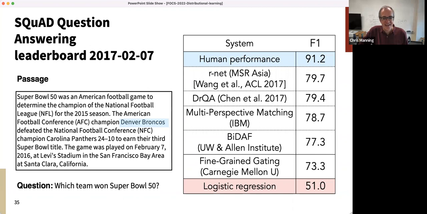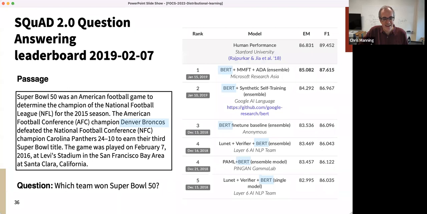But once these large pre-trained language models came along, they were just much better again. If you skip ahead 2 years, you couldn't be near the top of the leaderboard unless you were using BERT. And then these models were getting scores in the high 80s.